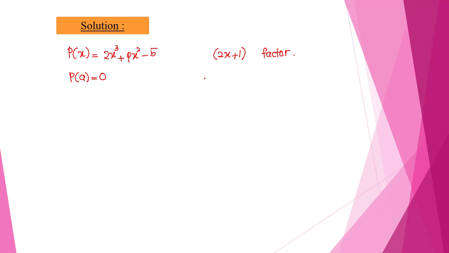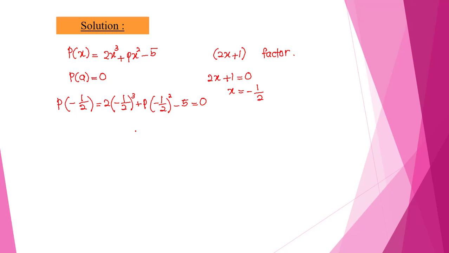Since we know that x is equal to a, we can write the factor to be equal to 0. 2x plus 1 equal to 0, then we will get x equal to negative half. So since x is equal to a, we will get p of negative half is equal to, we just substitute into the polynomial, negative half to the power of 3 plus p times negative half squared minus 5 is equal to 0.